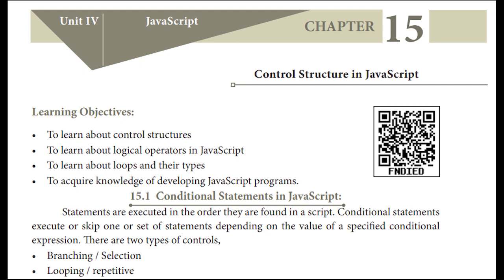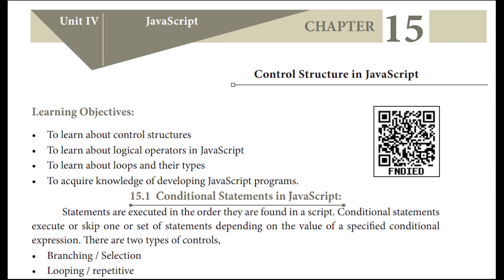Branching: you know what a branch is. If you take a tree, one stem will be there, from there some branches, and from there some more branches. So it is branching. Here we can say it is selection or branching. Branching means there is one block with one condition. If the condition is true, it will go to one statement. If the condition is false, it will go to another statement, and from there again, if true, it goes to one side, and if false, to another block. In the same way, this branching or selection statement works.